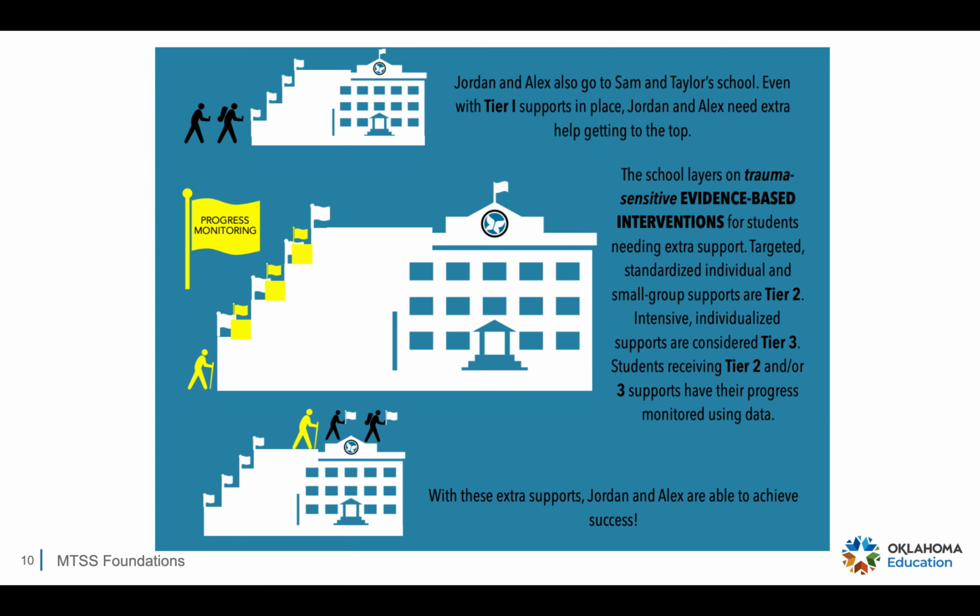Seeing that Jordan and Alex need extra support in place to help them get to the top, the school layers on trauma-sensitive, evidence-based interventions for students needing these extra supports. Targeted, standardized, individual, and small group supports are Tier 2. Intensive, individualized supports are considered Tier 3. Students receiving Tier 2 and/or Tier 3 supports have their progress monitored using data. With these extra supports, Jordan and Alex are able to achieve success.